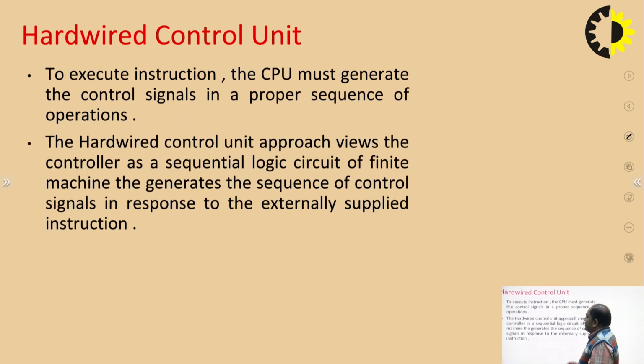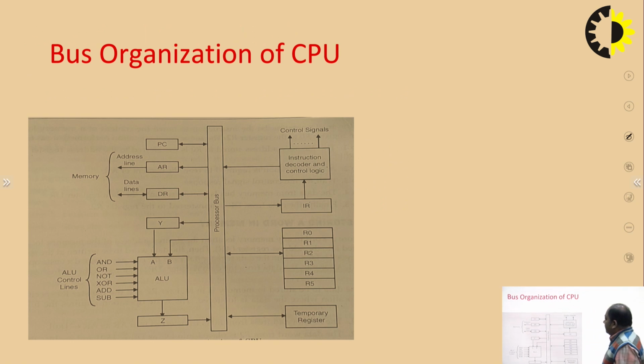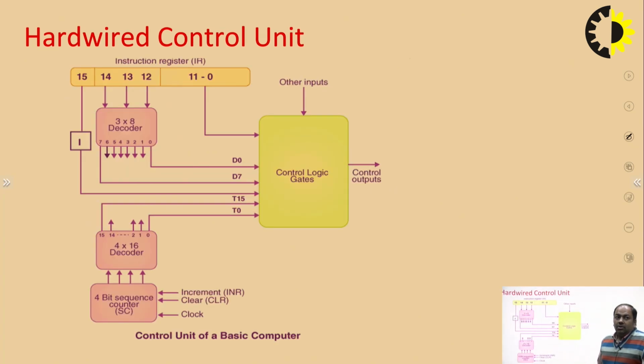After bus organization, there is the hardwired control. The hardwired control is used to execute the instructions which the CPU must generate, in a proper sequence of operations. The hardwired control unit approach views the controller as a sequential logic circuit or finite state machine that generates a sequence of control signals in response to the externally supplied instructions. The externally supplied instructions come through the instruction register, which contains the instruction and passes it on through some control signals. This is a diagram of the hardwired control unit.